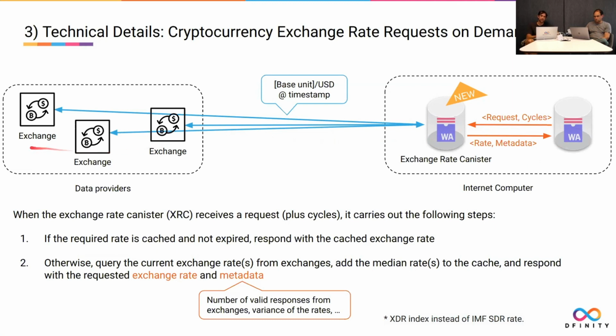If we don't have something in the cache, we'll talk to all the exchanges, again pick out a reasonable value and return the rate, including some metadata. The metadata might include things such as the number of valid responses and the total number of exchanges queried, and so on, to give the processing canister some intuition on how confident it can be about the value it received, and maybe also the variance of the rates that were processed, and so on. Just some information that might also be useful.